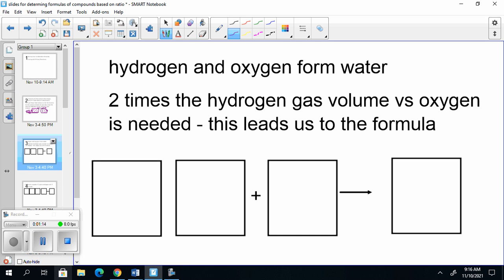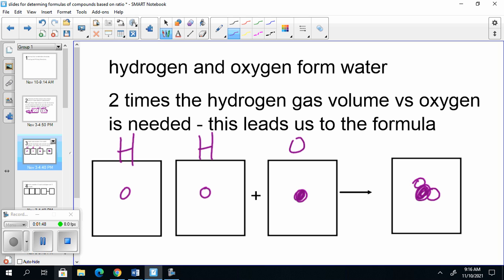So, for example, they figured out hydrogen and oxygen form water. So, if this is a hydrogen, they needed 2 times the hydrogen gas volume. So, let's say this is my hydrogen, and this is my hydrogen, and this is my oxygen. They figured out this ratio. Every time water was formed, they needed double the H's to make water. So hydrogen, 2 components of those, 1 component of oxygen.